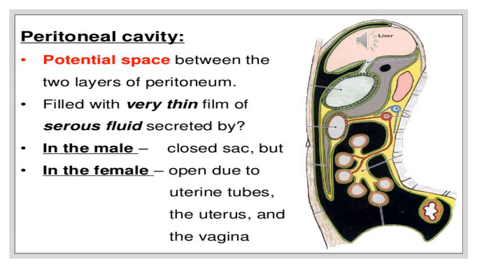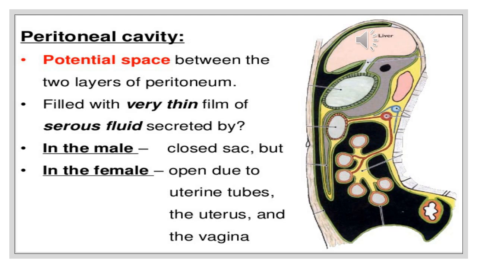The viscera which invaginate the peritoneal cavity completely fill the cavity, so that the peritoneal cavity is reduced to a potential space between the two layers of peritoneum. The space between these two layers is filled with a serous fluid that is secreted from the mesothelial cells, and this fluid has a lubricating function which allows the free movement of one surface over another.